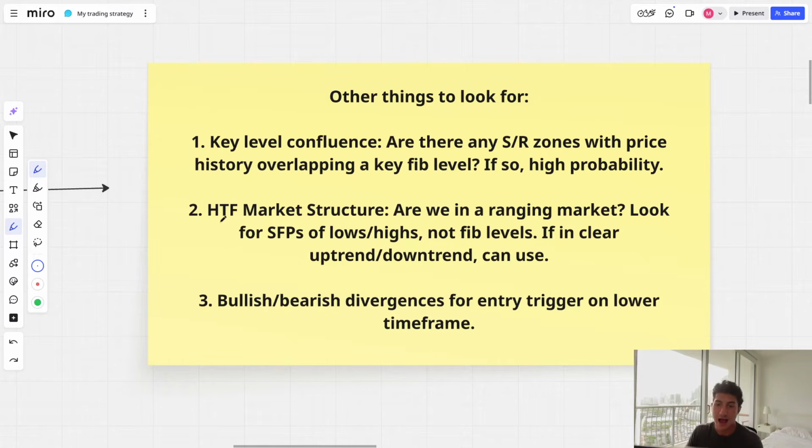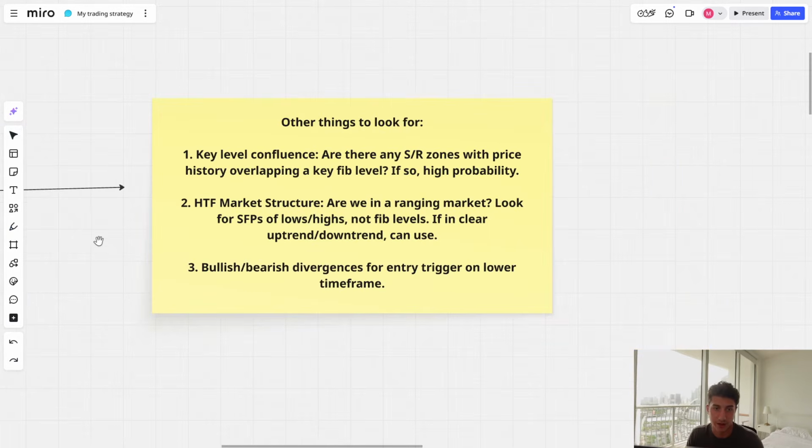Okay, number two, high time frame market structure. Are we in a ranging market? If yes, don't trade this method, okay? In a ranging market, you want to look for swing failure patterns of the highs and the lows, not really using fib levels. But if you are in a clear uptrend or downtrend, you can use it. And last but not least, look for bullish or bearish divergences for an entry trigger on a lower time frame. Kind of putting it all together here.